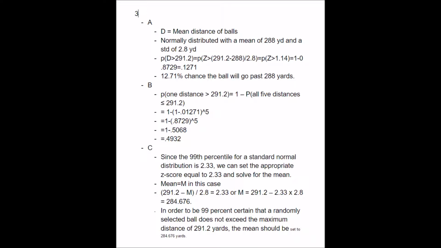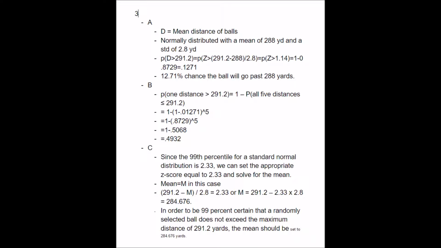Part B says, assume the mean distance traveled is 288 yards and that 5 balls are independently tested. What is the probability that at least one of the 5 balls will exceed the maximum distance of 291.2 yards? So we have to find the probability that one of the balls is going to go above 291.2 yards. To find that probability, we have to do 1 minus the probability that all 5 distances are going to be less than 291.2 yards.